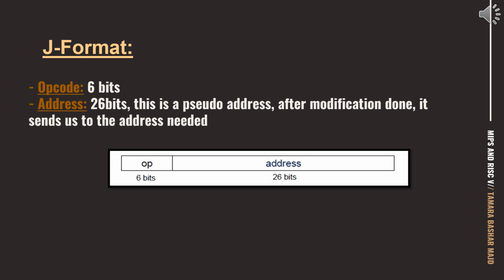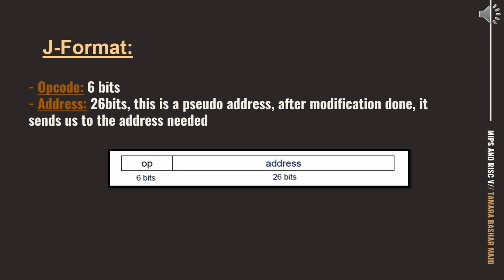The J format is used when you need to perform a jump to an address or an instruction. It has 26 bits of its immediate value, since addresses are quite large. The 32 bits are divided as follows. The opcode occupies 6 bits and the address occupies 26 bits.